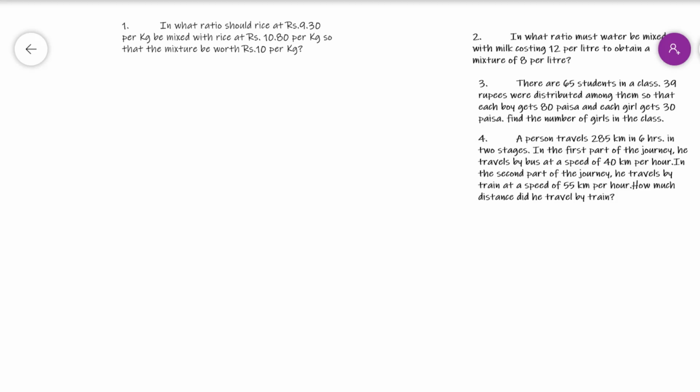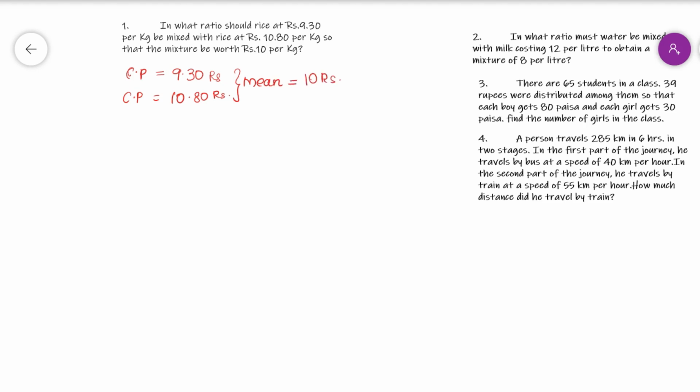In what ratio should rice at 9 rupees 30 paise per kg be mixed with rice at 10 rupees 80 paise per kg so that the mixture be worth 10 rupees per kg? So you have two qualities of rice. The rice of type 1, I am selling it for 9 rupees and 30 paise, and type 2 they are selling for 10 rupees and 80 paise.